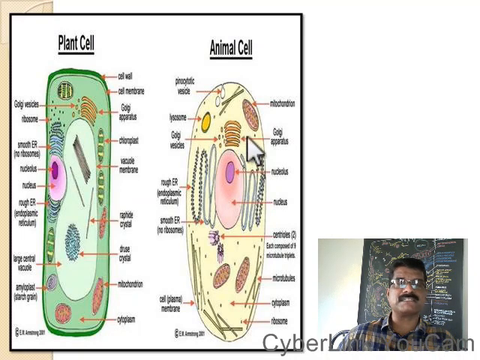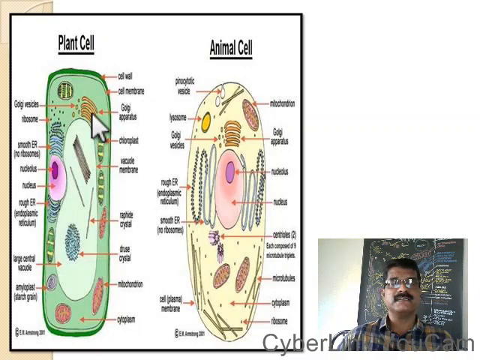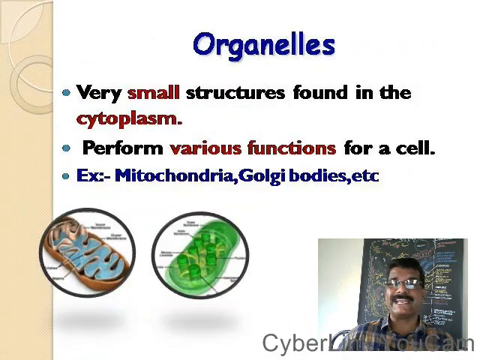Now look into the cytoplasm part. See, all this part, you have a jelly-like fluid that is called cytoplasm. See, inside the cytoplasm, there are very small, minute structures which are floating, such as mitochondria, chloroplast, Golgi bodies, ribosomes, and so on. These structures which are floating inside the cytoplasm are called the cellular organelles.